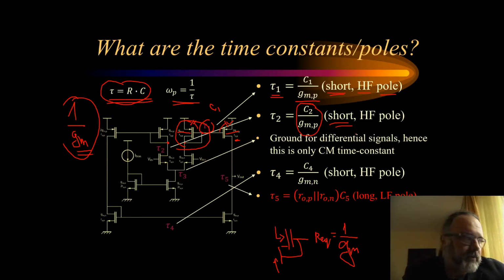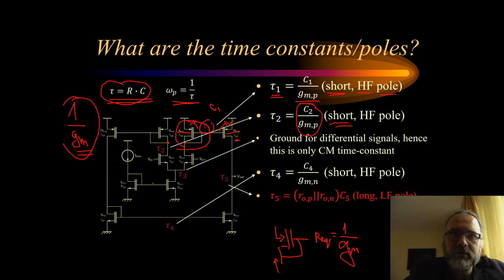Usually the high frequency pole will be so high that it will be beyond the unity gain bandwidth of this amplifier, and it will not be dominant. It will not cause problems in terms of stability if we use this amplifier with a negative feedback.